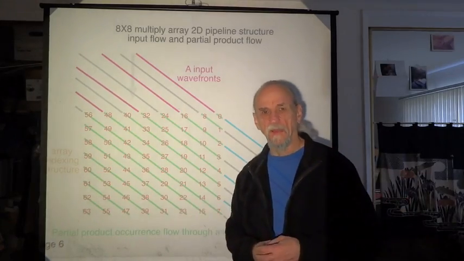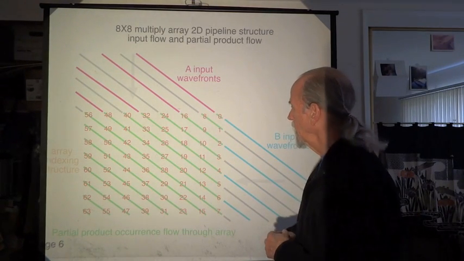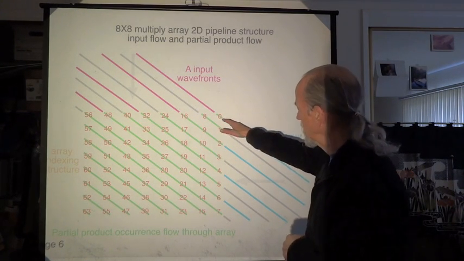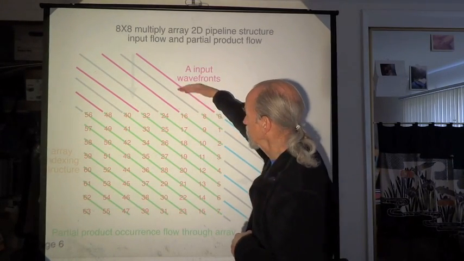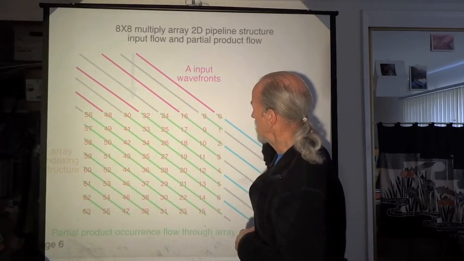The next stage of this development is to understand how the flow works through the array. Now, the inputs are going to be 2D pipelined inputs, so they're going to come in as slanted wavefronts, right? This is the B input and this is the A input. So the wavefronts are going to flow like this into the array, but they're going to be slanted, right?